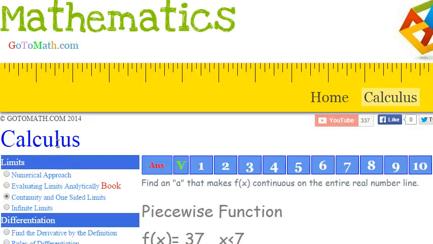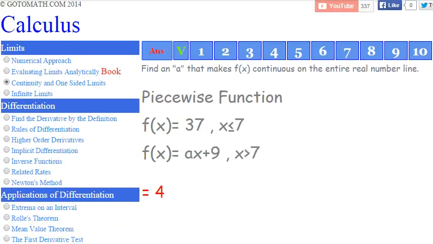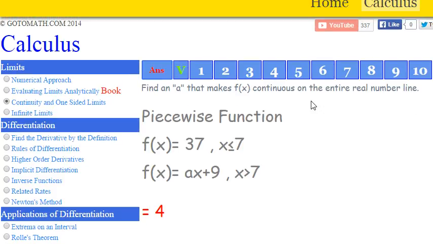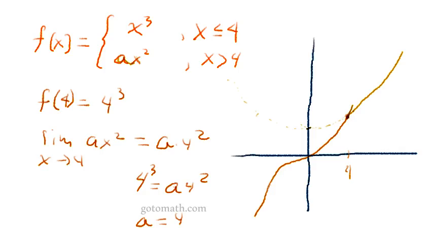We're at Go To Math, working some calculus, looking at continuity and one-sided limits. And we are in that section right there. And what's going on here? What do we do? Why do I have the answer already here? I don't know. Let's go to the whiteboard and let me rewrite this out. Find out what's going on there.